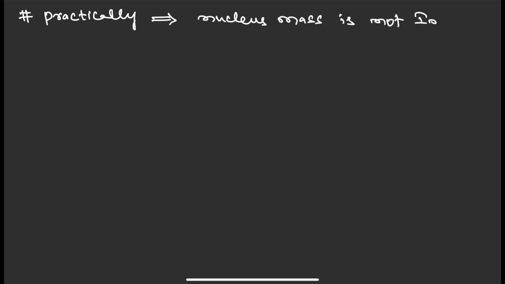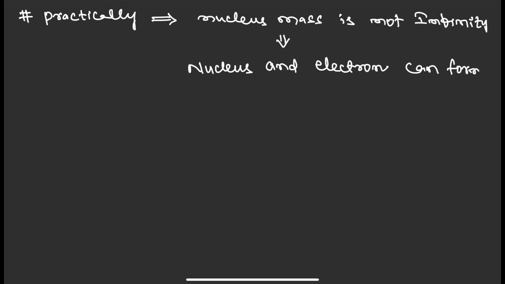So practically, if you observe, the nucleus mass is not infinity. It is not infinity, but both nucleus and electron revolve. It's very important. Not infinity for the practical situation, which means the nucleus and electron can form a system. So this system moves, that means revolves.